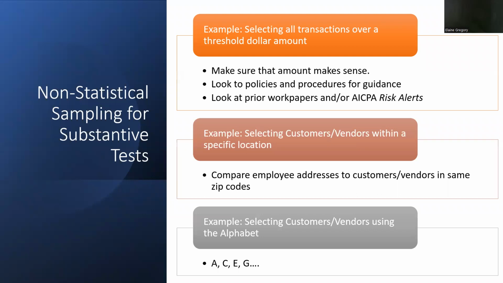Another way of doing non-statistical sampling could be selecting customers and vendors within a specific location. Again, as I said before, this could be used to compare employee addresses to customers and vendors in the same zip codes. Another example could be selecting customers, vendors using the alphabet. Maybe every other letter, you're going to select 5 invoices from A, C, E, G, and so on in your vendor list.